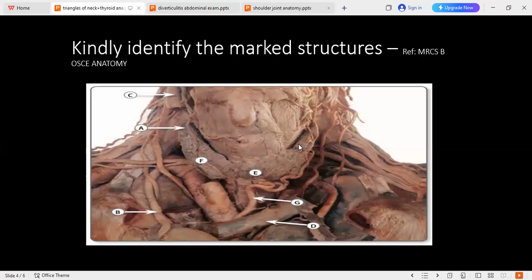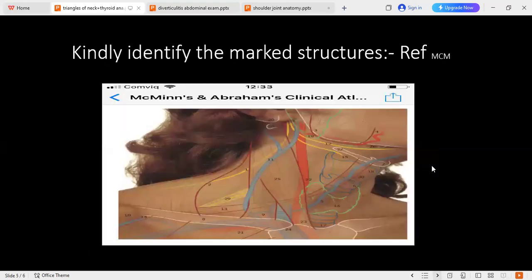Parathyroid gland. How many are they in number? Four parathyroid glands. Two superior and two inferior. Yes. Right. Okay. Please tell me what are you looking at?